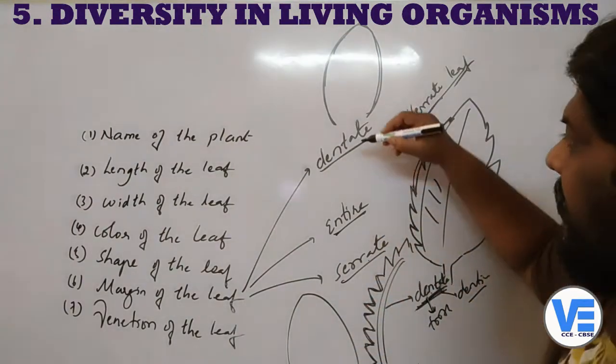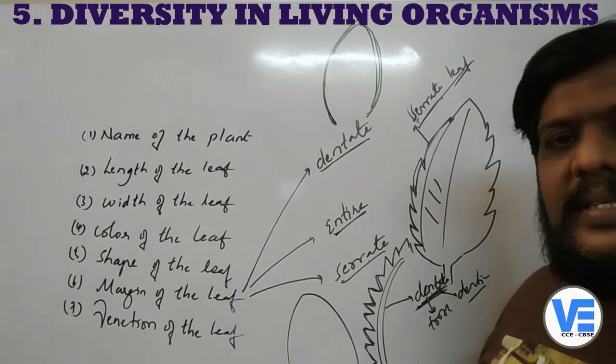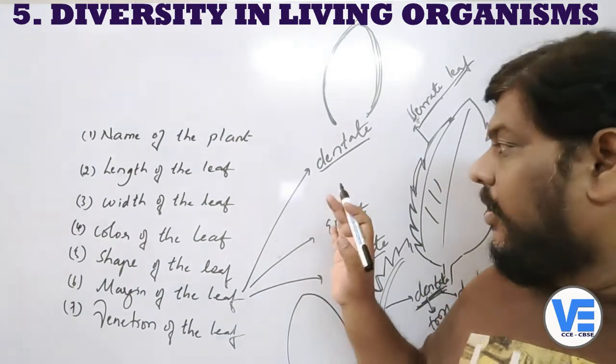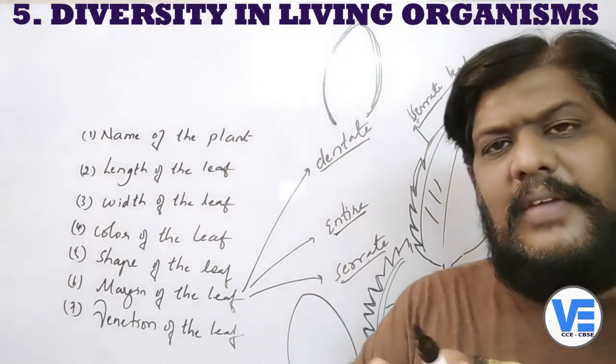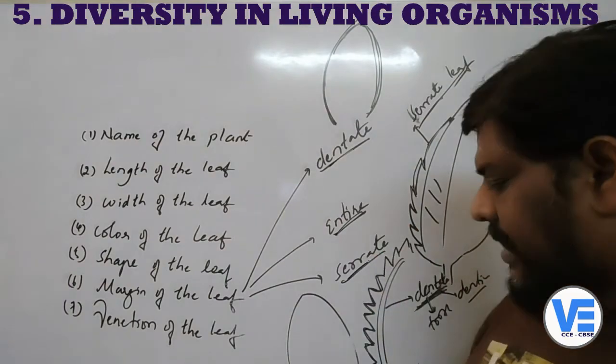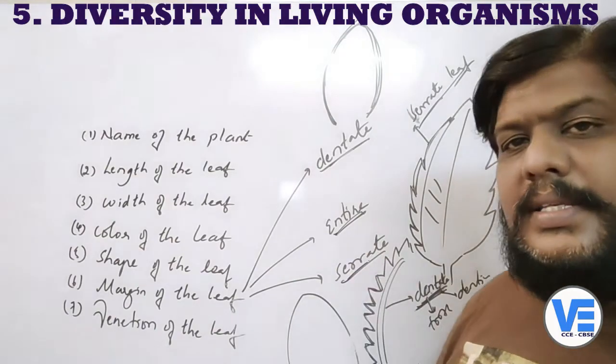And now coming to the entire leaf, it will be something like this, without any serrations, without any tooth-like cuts. So that's what we call the entire leaf. Whatever leaf you take, you check whether it is dentate, entire, or serrate.